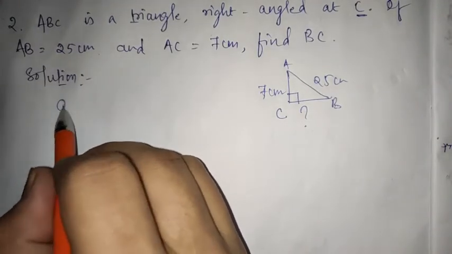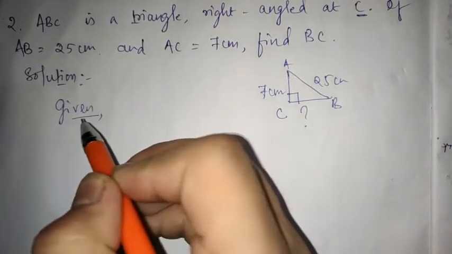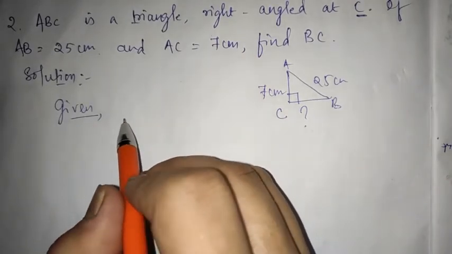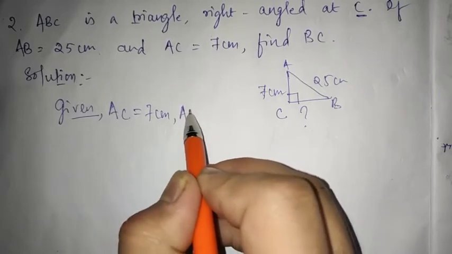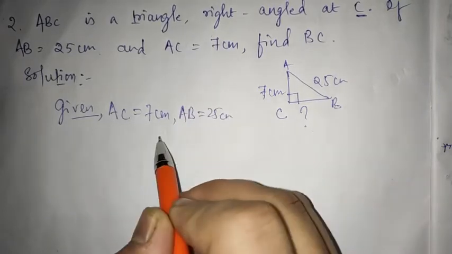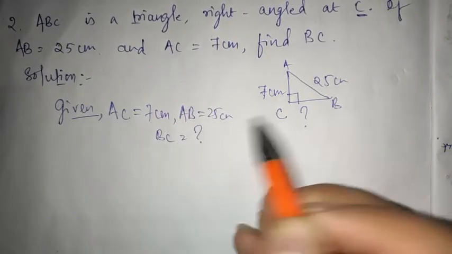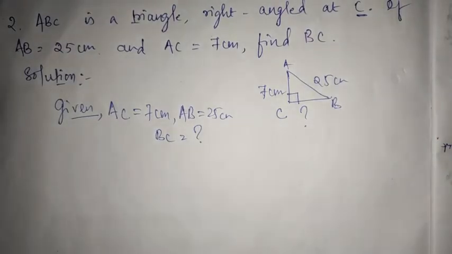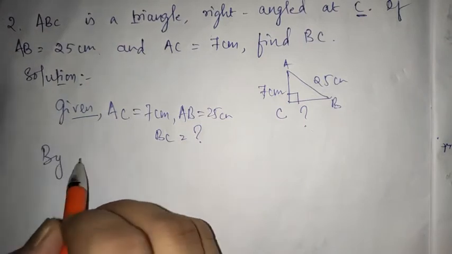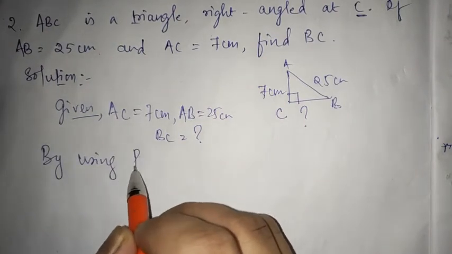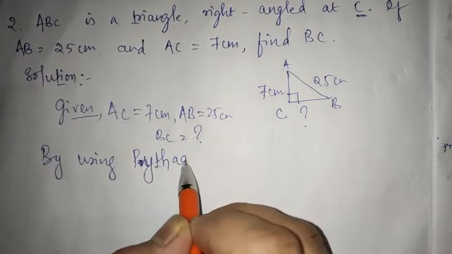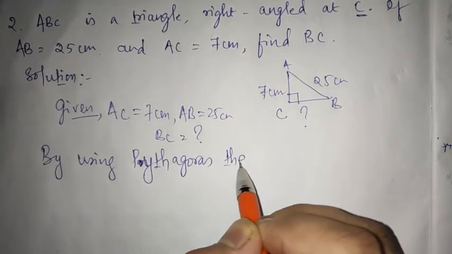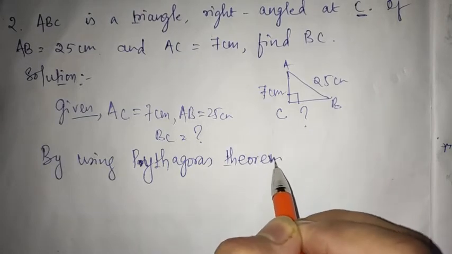Whatever the things given, you'll just make a list. So given things are AC is equal to 7 centimeter, AB is equal to 25 centimeter, and BC is equal to question mark. You don't know, you have to find. So what to do to find this BC? Simple, by using Pythagoras theorem. Pythagoras was a mathematician.